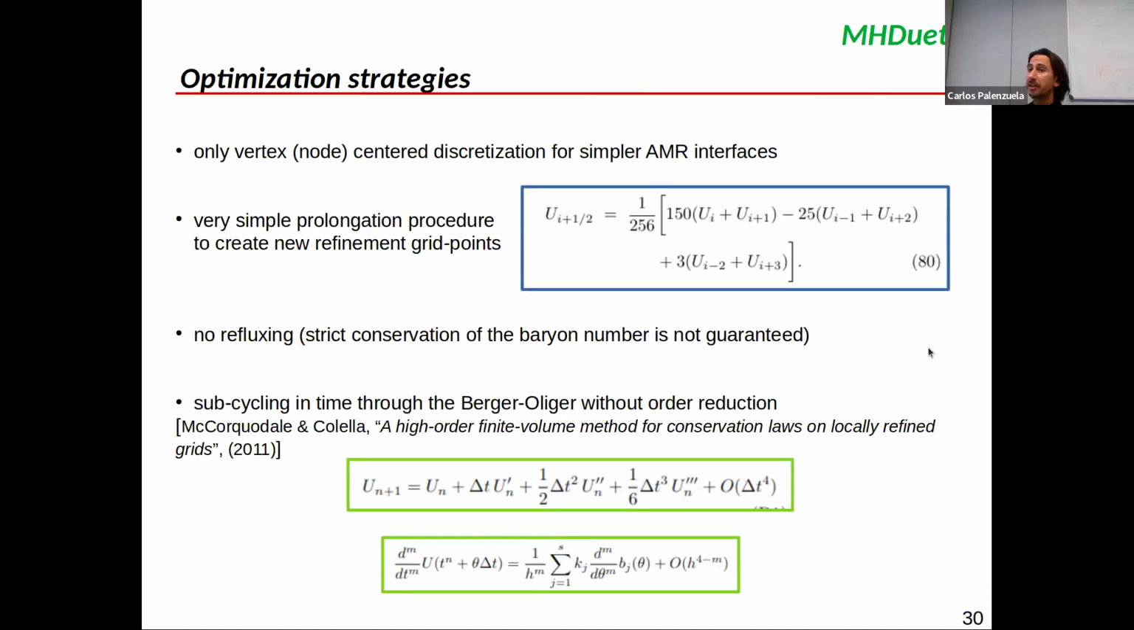Right now, we don't have any refluxing, so there is no strict conservation of the baryon number, at least not beyond the discretization error. And we are using a subcycling in time through the Berger-Oliger without order reduction that was also introduced in a paper of McCorquodale and Colella in 2011, that basically allows you to achieve high order accuracy in time with a stencil that is only order 2. So that is not only high order, but it's also very efficient when you parallelize and you have to transfer data from one processor to another.